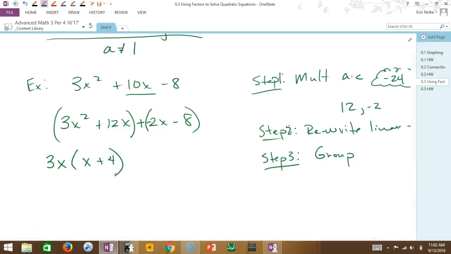I feel like I see some confused looks. Good there? Now the second quantity. What's my greatest common factor of the second quantity? Negative 2. So I write that in. And what's left over if I pull a negative 2 out? X plus 4. Everybody see the plus? Because we pulled the negative. Okay.